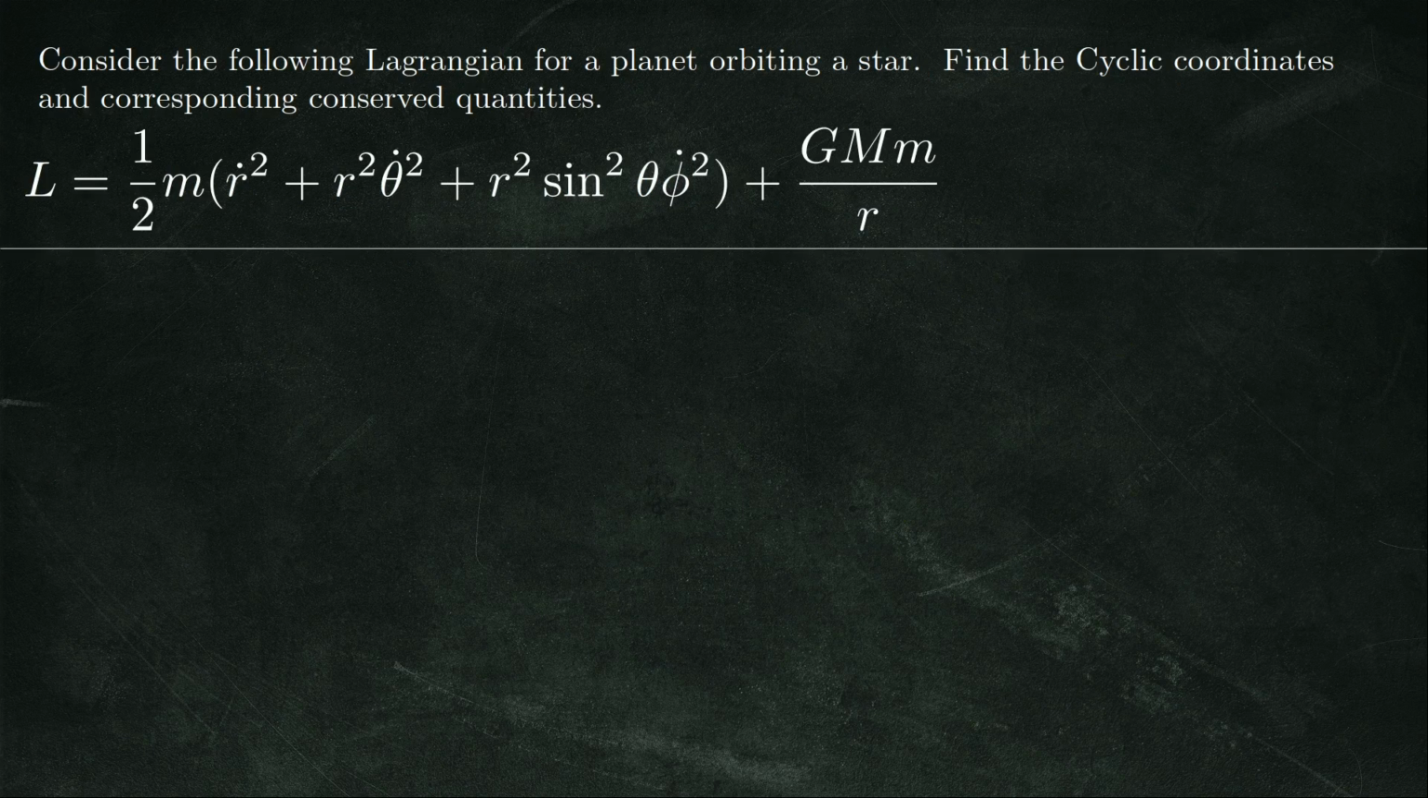We're going back to our example of a planet orbiting a star. What are the cyclic coordinates here? So the possibilities would be r, theta, and phi. But both kinetic energy terms and the potential energy term have r dependence. There is also theta dependence through that sine squared theta. However, there is no phi dependence. There is phi dot dependence, but there's no phi dependence. We treat them as separate coordinates.